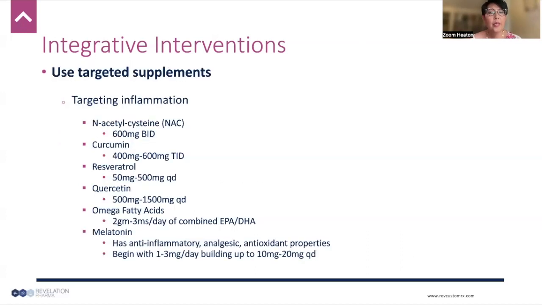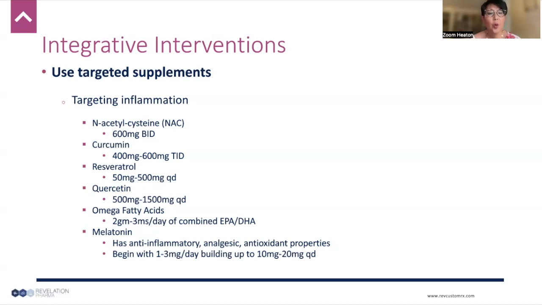Okay, supplements that target inflammation include N-acetylcysteine, which is a precursor to glutathione, which is one of the most important detoxifiers naturally produced in our bodies. 600 milligrams twice a day. Then we have curcumin at 400 to 600 milligrams TID.